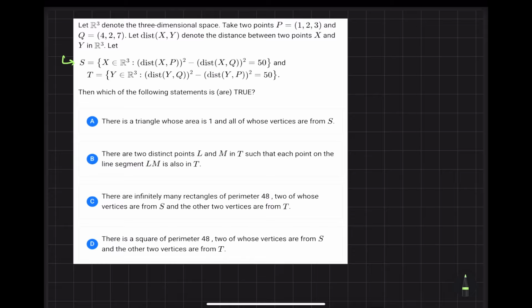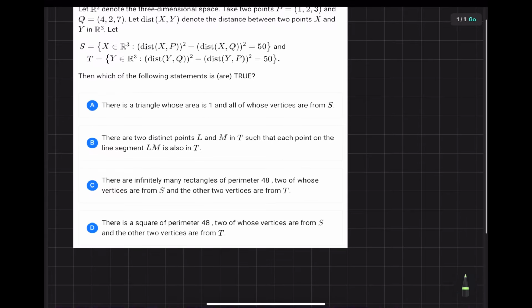Now these guys are talking about set S. Set S contains elements X which belong to R cube, meaning (x, y, z), and whose square distance from P minus square distance from Q is 50. There is another set T whose elements are again in R cube, meaning also (x, y, z). Its distance from Q is written first, whereas earlier it was written next, so the order is changed. Again it is 50. And now these guys are talking about four choices.